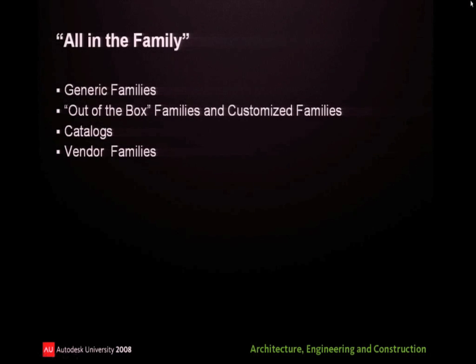Okay, let's go to the second half here. It's some nuts and bolts and some examples of the benefits that we have seen. Okay, I want to talk about families and best practices for families for MEP. Let me categorize families in a couple different categories. Generic families, out of the box or default families, customized, and vendor families. We're going to touch on those things and also on catalogs a little bit.